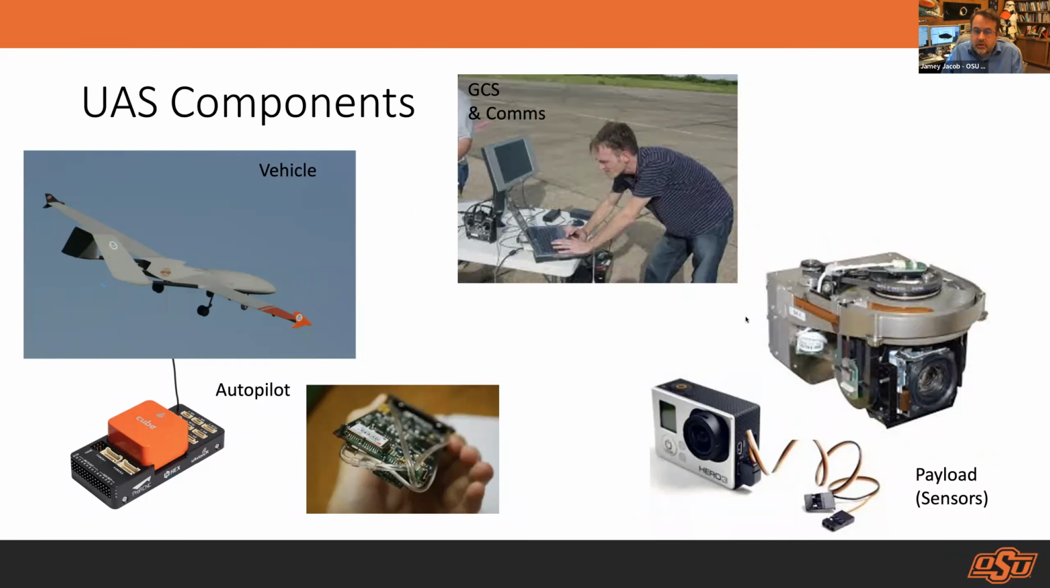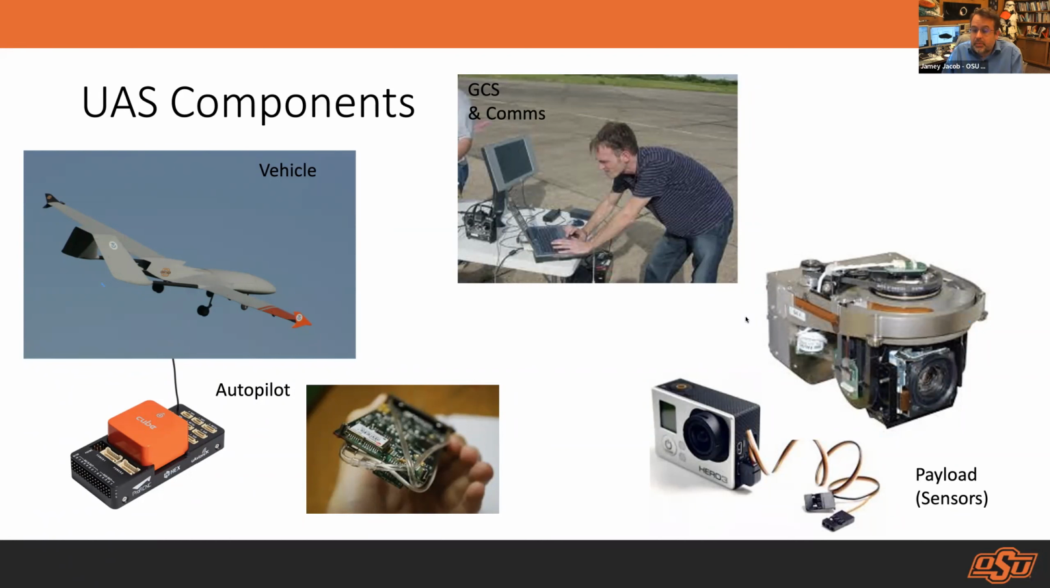The second piece is the ground control station and the comms. This could be as rudimentary as a handheld transmitter, allowing the pilot to control it. It could be something along the lines of an iPad or tablet, or it could be a full-blown computer that you're using, such as a laptop shown here in the field, to be able to do that remote operation.